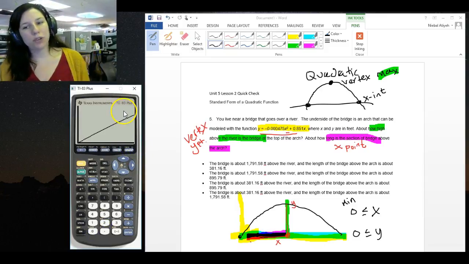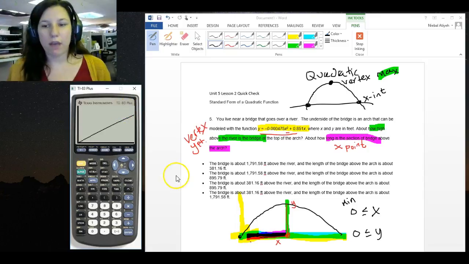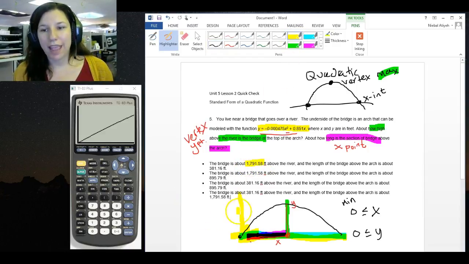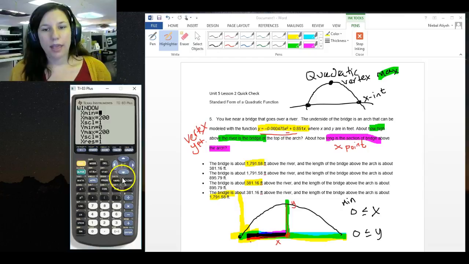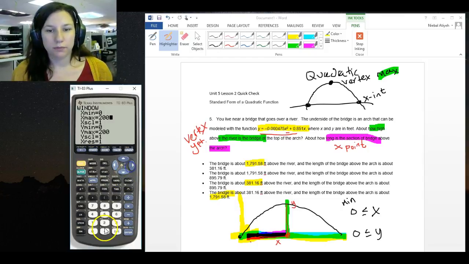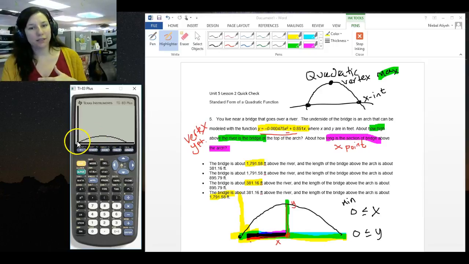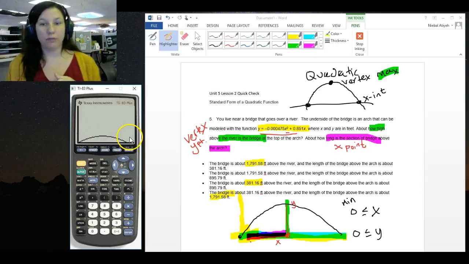Okay, I'm still seeing a straight line. So I'm going to help myself out, and I'm going to look at the numbers in my answer choices. And they have numbers in the thousands. So I'm going to go ahead and go to my window, and I'm going to change it to 2,000, a little bit bigger than the biggest number I see here. And now I can see that nice arch I was looking for.